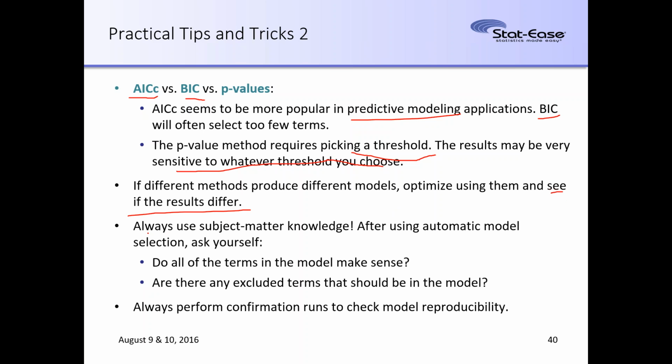Always use subject matter knowledge. The examples I presented were relatively straightforward to save time, but you should always check to make sure if one of the models makes more sense than the other. Whenever I work with somebody on a consulting project doing automatic model selection, I always ask the person, do all of the terms in the model make sense?